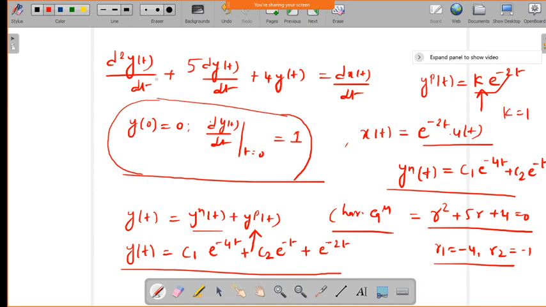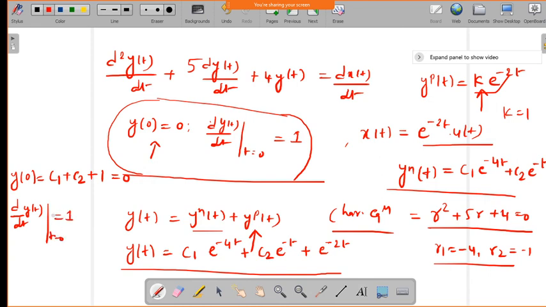Okay. So, now in order to find out C1 and C2, we have to use these initial conditions. So, now put t equal to 0, we will get y(0), that is y(0) which is equal to C1 plus C2 plus 1, which is equal to 0. And similarly, differentiate it, dy(t)/dt at t equal to 0, which is equal to 1.